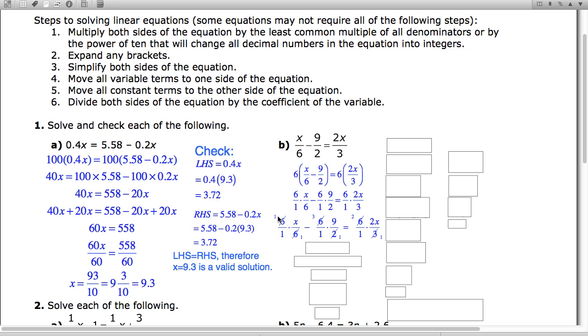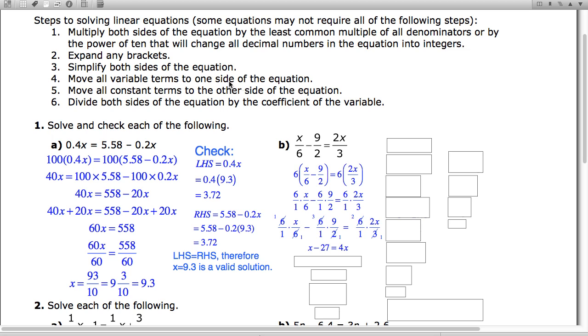So now we're doing 1 times x, well that's just x, and 3 times 9, well that's just 27, and we've got 2 times 2x, well it's just 4x. So look at that. By taking that step number 1, multiplying both sides of the equation by the least common multiple of all the denominators, and by following through with expanding the brackets, we end up with an equation that no longer has any fractions involved. We've fully simplified everything. So we've also taken step number 3 here.